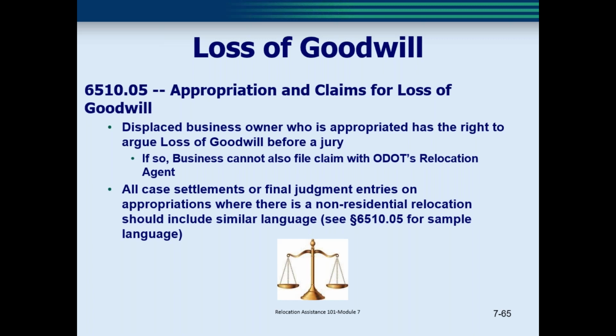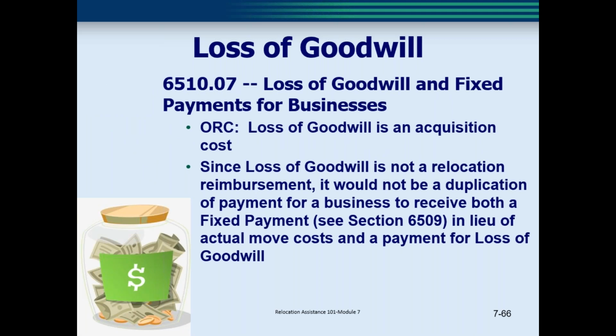So since the loss of goodwill is an acquisition payment, it may be included in an appropriation action. If loss of goodwill is included in a final appropriation settlement or a jury, then it will not be processed by the relocation agent. There must be full coordination between the acquisition agent, the relocation agent, and or the Attorney General's office. So you make sure, if there is a claim for loss of goodwill, that it's not also being discussed in an appropriation case. Don't want any duplication of payment.